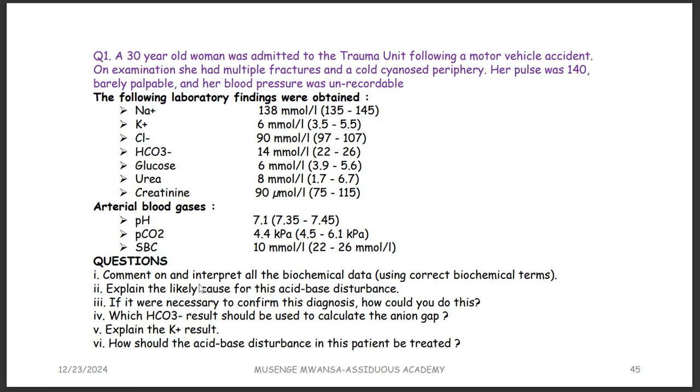Explain the likely cause of this acid base disturbance. So we have said this is a metabolic acidosis with just a partial compensation. What could cause this? Anyone that wants to help? Yes, please.